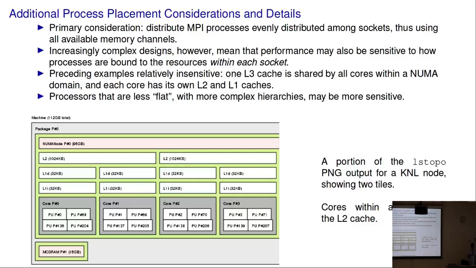Okay, let me back up. What I'm trying to say is that because of increased sharing of things like L2 caches, you can't necessarily get the best performance just by making sure that you distribute your MPI processes evenly amongst the sockets. You actually have to be careful about how the placements happen within the socket.